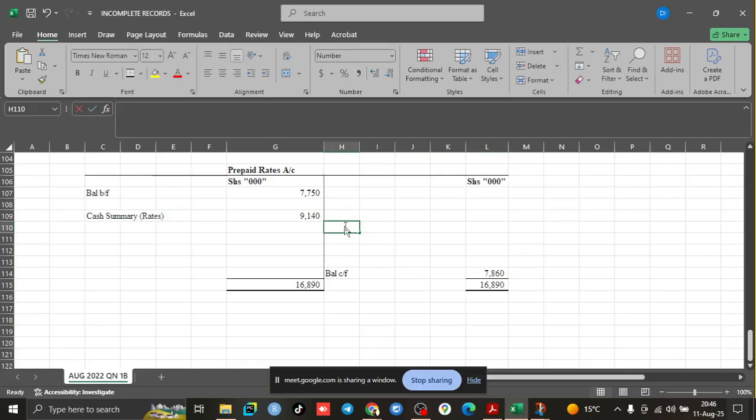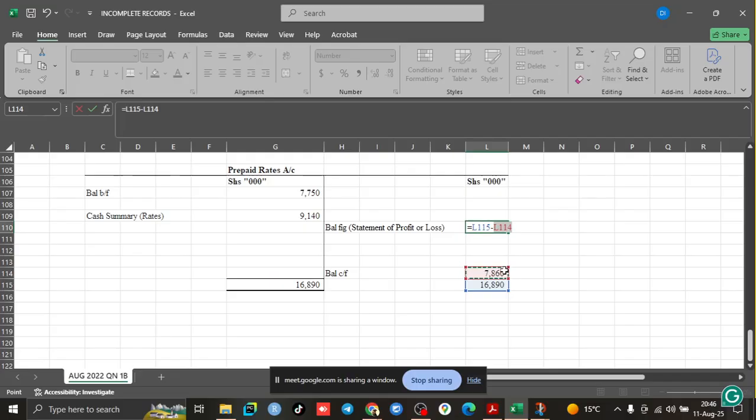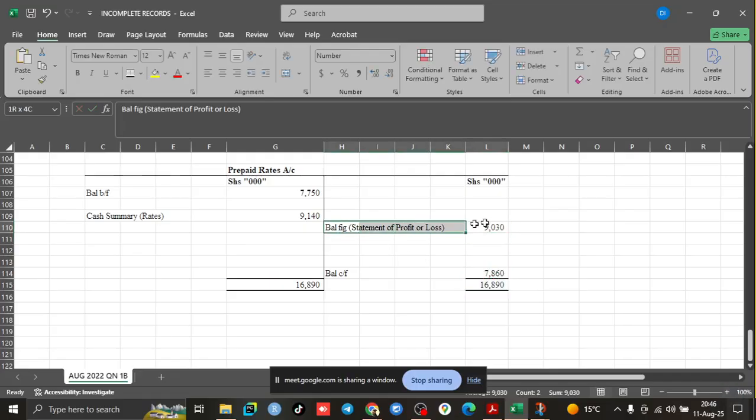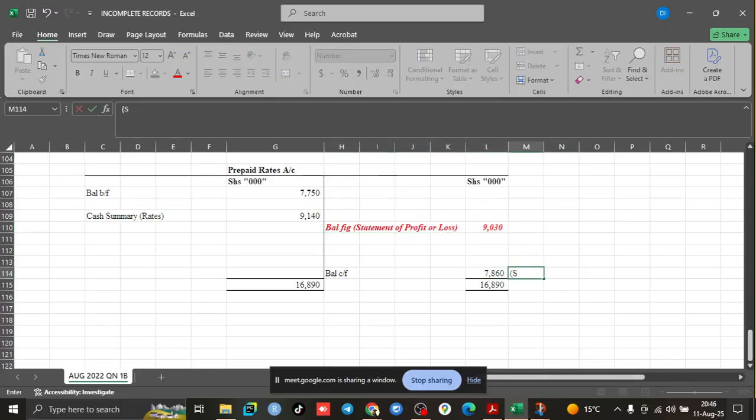So balancing figure is what tutapeleka kwa statement of profit or loss. The difference between this total na carry forward, tutapeleka 9030 as our rates. Sasa hatutaita prepaid rates hapo, tutaita our rates. The prepaid rates, the carry forward value actually itaenda kwa SFP as a current asset.